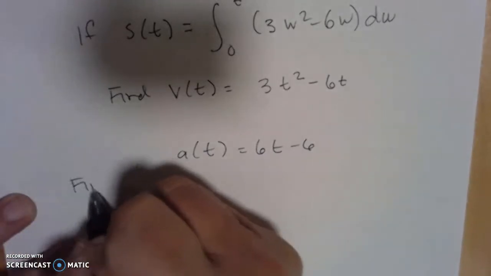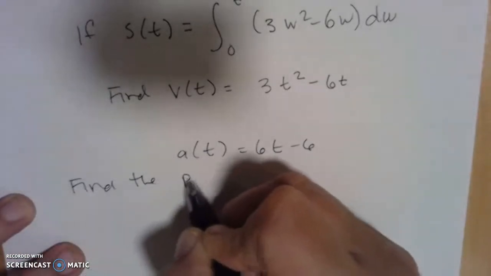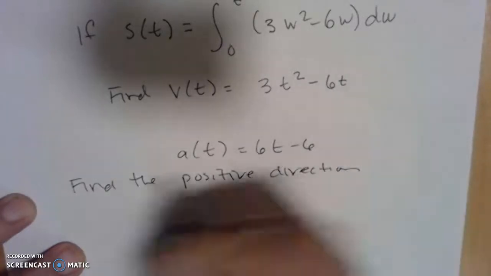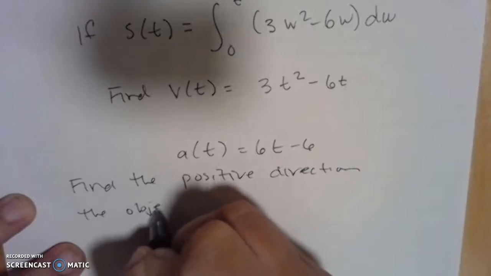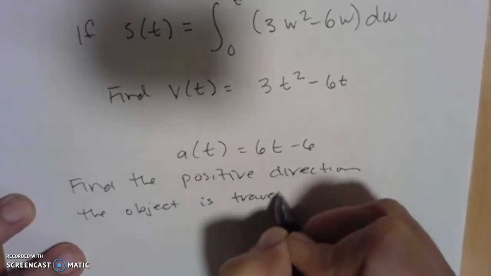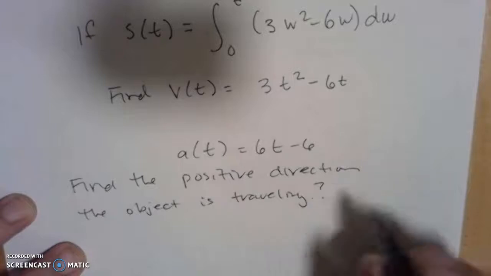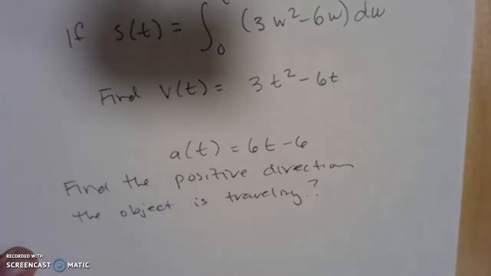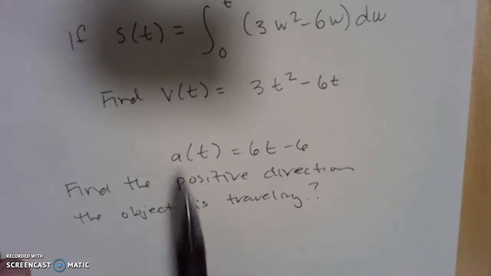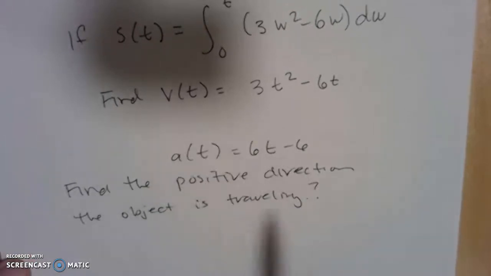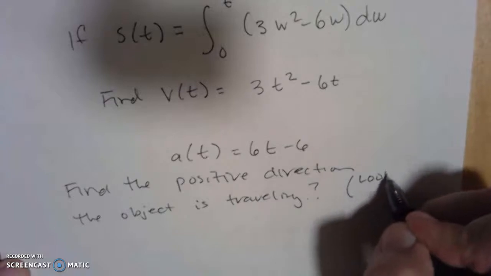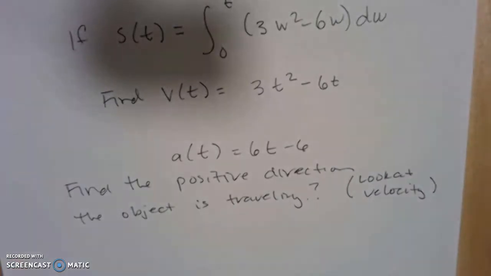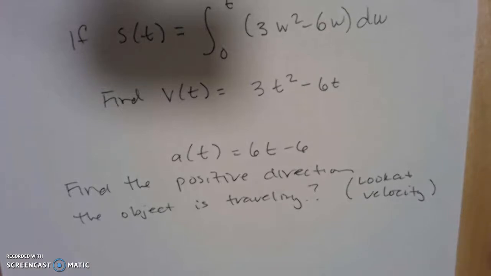What if I were to ask you, find the positive direction the object is traveling? Well, what do we look at when we're finding what direction? It's not where our position is. Our position is just where are we on that graph. We want to know what is our speed, when are we moving forward? So what we're going to do is look at velocity. We're going to look at velocity to find the direction. And positive and negative will tell us the direction.